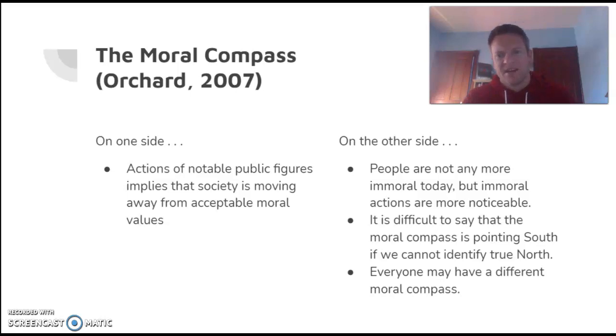But on the other side of this argument, people are not any more immoral today. It's just that the immoral actions seem to be more noticeable. And also, it's difficult to say that the moral compass is pointing south, especially when it's so difficult to identify a true north. Because everybody has a different moral compass, unless we have a single authority determining what dictates pointing north in your moral compass. Moral compass is always going to be kind of a wavering concept.